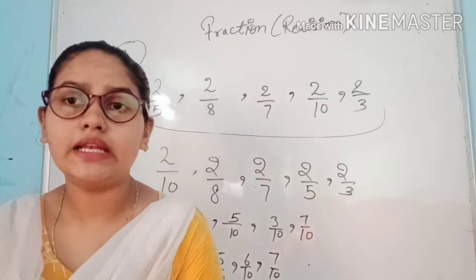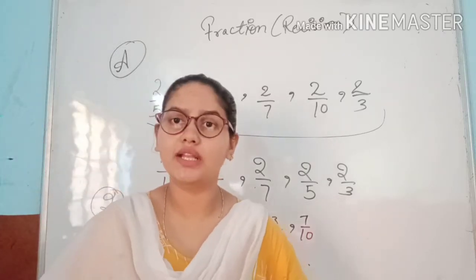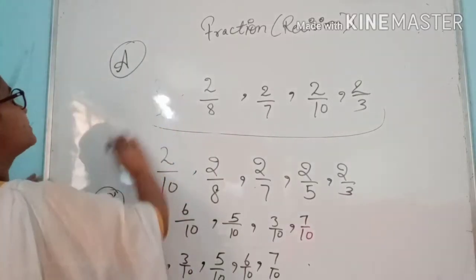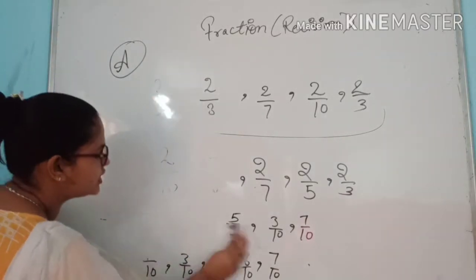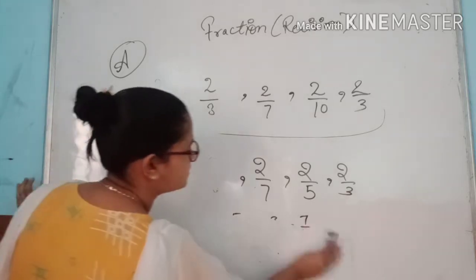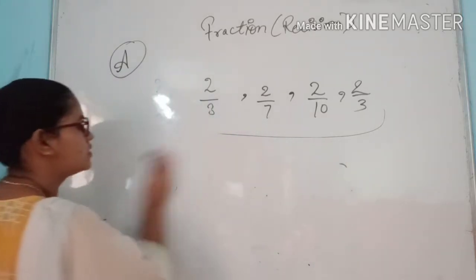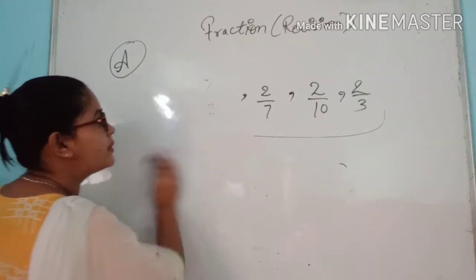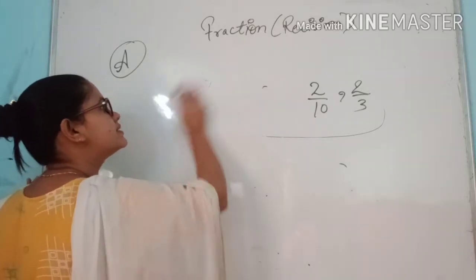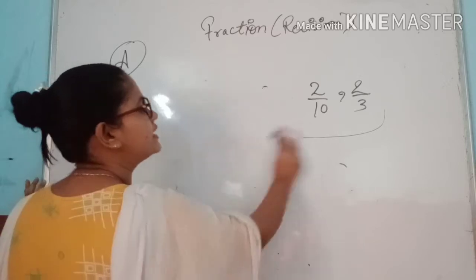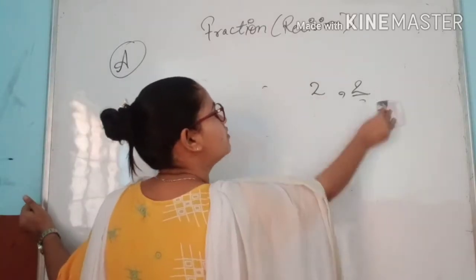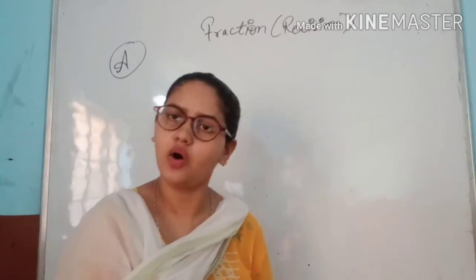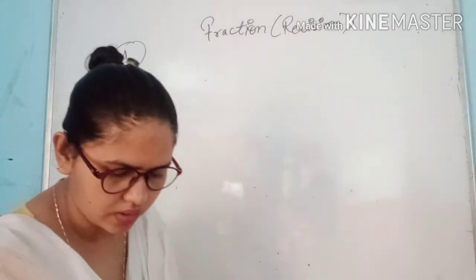In this fraction, arranging the ascending and descending order, hope you got it. Now we will arrange the descending order in the same manner. Students, simply we have to follow the rule: where the denominators are different, we follow the opposite of what we did in ascending. In descending, we will follow the ascending order. How? Let's do it on the board.